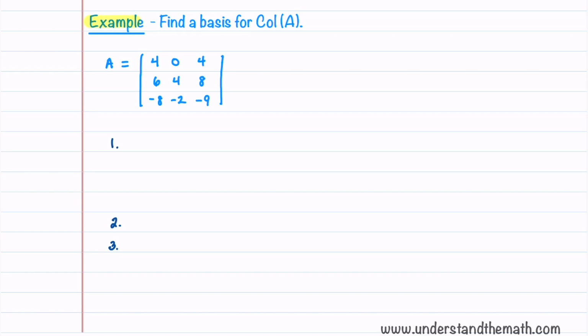Let's now walk through an example where we're asked to find the basis for the column space of matrix A. We'll begin by putting our matrix A in echelon form. I'm not going to go through the reduction steps here, but when you do them, you end up with an echelon matrix that looks like this.